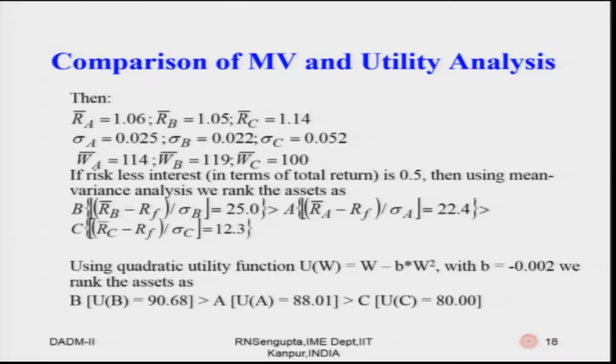So, again coming back to the slide. We have sigma suffix a, sigma suffix b and sigma suffix c. The values are 0.025, 0.022, 0.052, and we will consider the average weights as 114, 119 and 100. So, the bar means the average. If the riskless interest, which is the bank interest, is given as 0.5, then we are interested to find out, according to the mean variance analysis, how we are able to rank the assets.